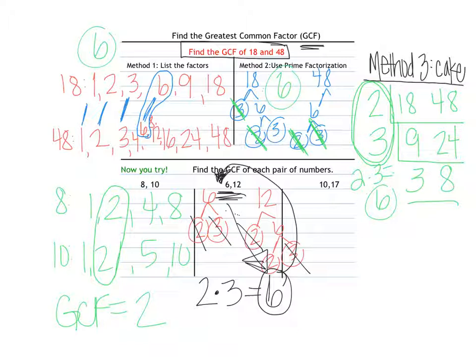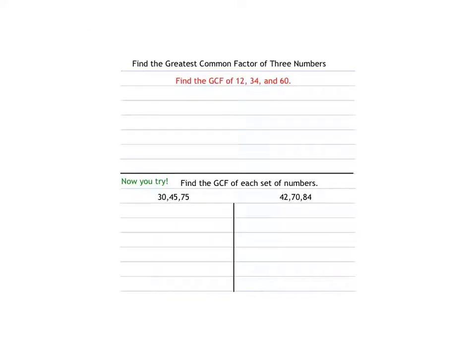And then if I have 10 and 17, I know that 17 is a prime number. It can only be divided by 17 and 1. And it can't be divided by 10. And I know that 1, 2, 5, and 10 are factors of 10. So the GCF for this one, because 17 is prime, is just going to be 1. All sets of numbers will have a common factor of 1. Sometimes that's just the highest because they don't have any other factors in common.